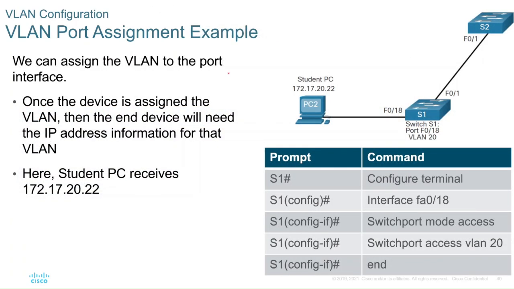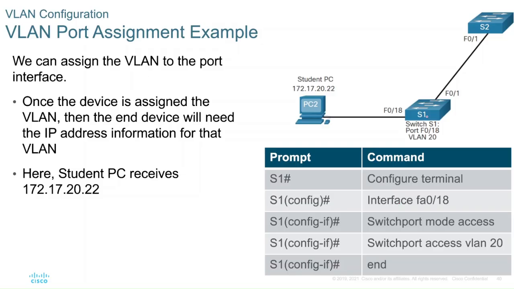So we can assign the VLAN ports. Once the device is assigned to the VLAN, the end device will need IP address information, all that good stuff. So you still got to have an IP address. You still need IP information, right? But what we need to do is configure the actual interfaces to those switch ports.